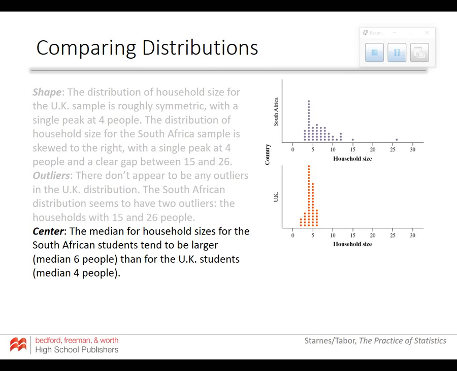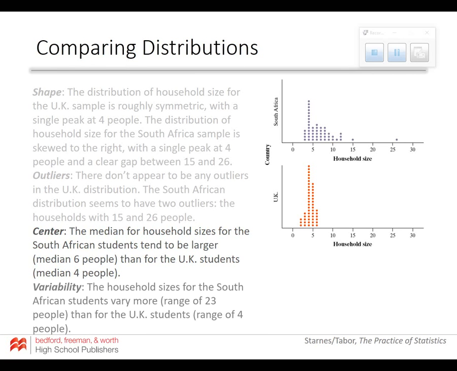Okay? And then what's the last one that we're going to look at? Spread. Spread, okay? So when you look at this, what can you tell me about the spread? Spread is greater in some. Right. So when we talk about spread, in this case so far, how are we going to describe spread? With the range. So we would say the range in South Africa is what? Greater than the range of household size in the UK.